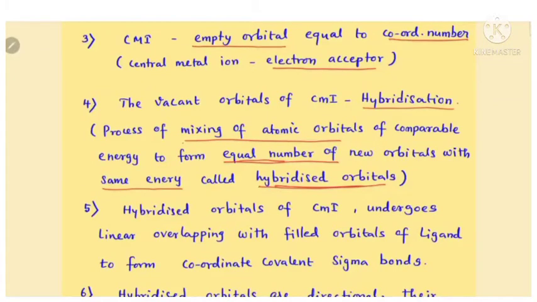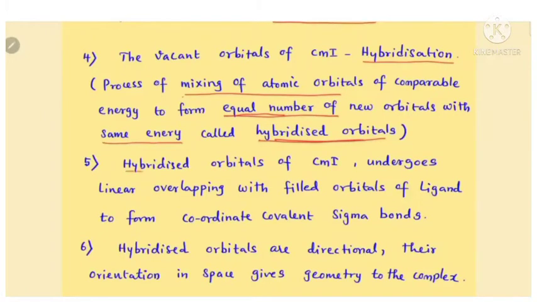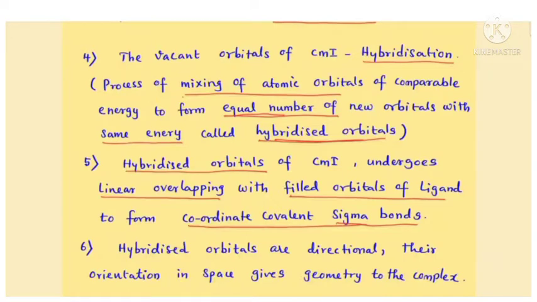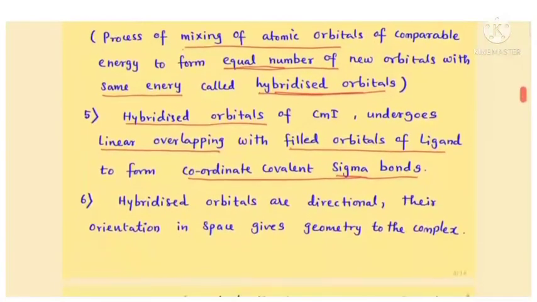Then, once the hybridization is completed, the hybridized orbitals of the central metal ion undergo linear overlapping with the filled orbitals of the ligand, which means that hybridized orbitals and filled orbitals of ligands are sharing the electron between them. That sharing of electrons between ligand and central metal ion occurs by an overlapping process, where the overlapping is in a linear manner. You know that linear overlapping of orbitals will result in the formation of sigma bonds. So the hybridized orbitals of the central metal ion undergo linear overlapping with filled orbitals of the ligand to form coordinate covalent sigma bonds. So before bond formation, the metal undergoes hybridization; once hybridization is completed, the electron sharing takes place between hybridized orbitals of metal and filled orbitals of ligand.